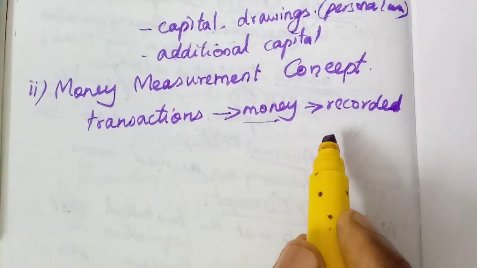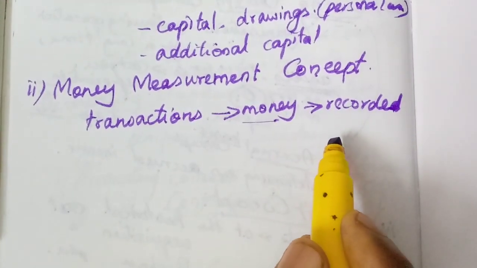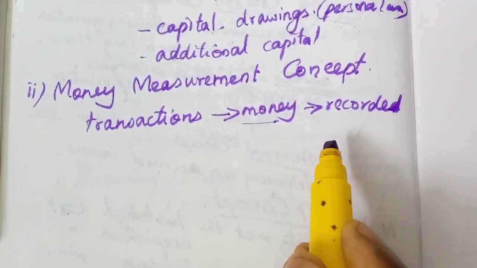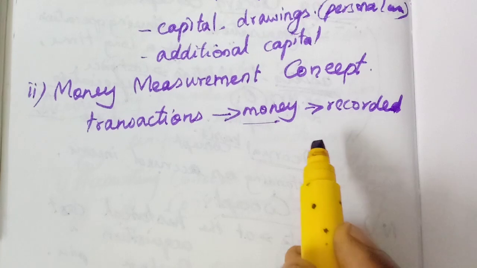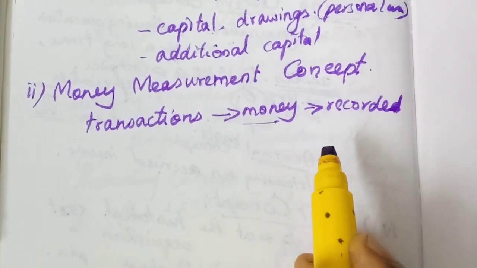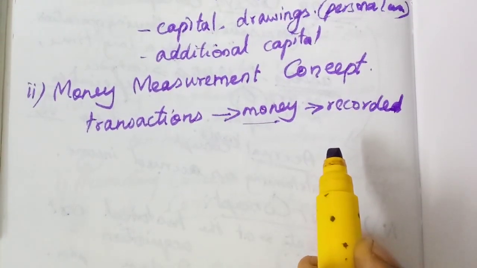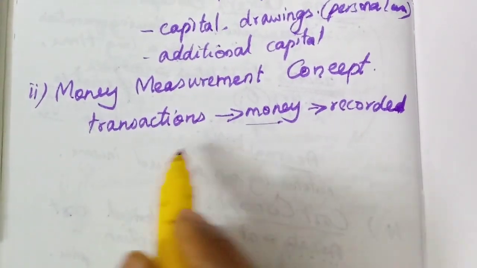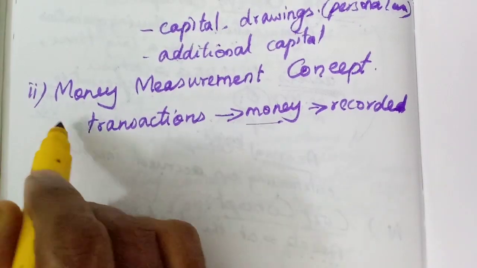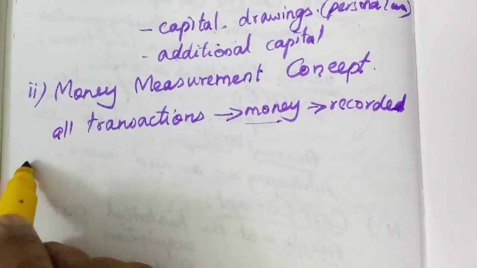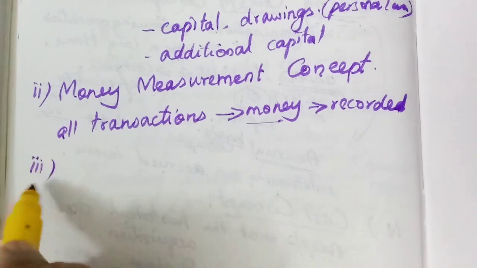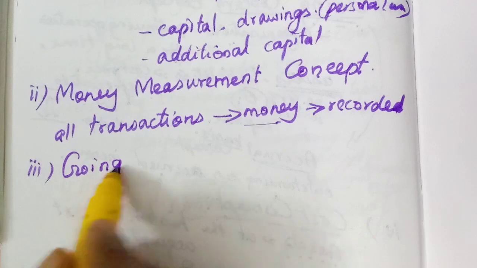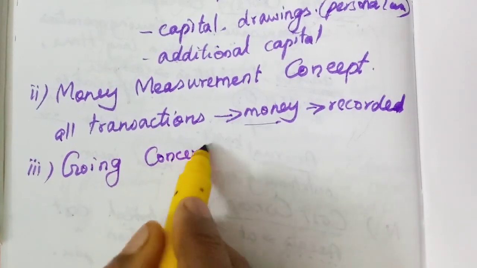We have learned some examples: any efficiency of the manager, or any strike held by the employees or workers, or any bad working conditions available in the working place. All these cannot be entered in the books of accounts. That is the money measurement concept. The third one is the going concern concept.